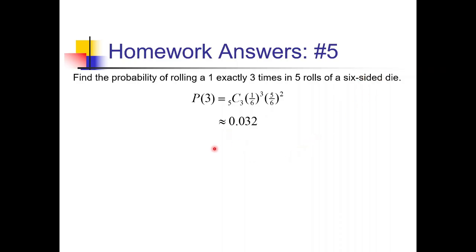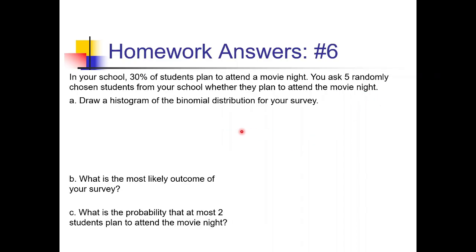So pretty unlikely. For this problem, they're saying 30% of students in our school plan to attend a movie night. You randomly ask 5 chosen students from your school whether they plan to attend the movie night. We want to do a few questions based off of this. First, they want a histogram of the binomial distribution for the survey. Then they want to know the most likely outcome and the probability that at most 2 students plan to attend.